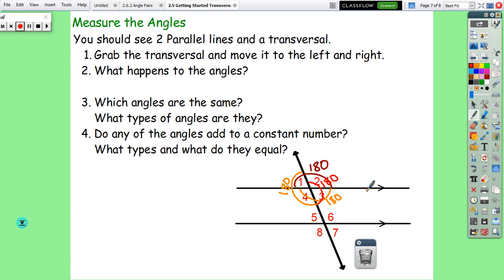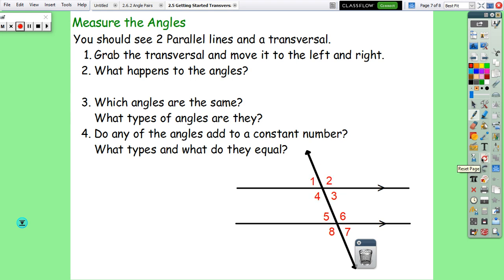So just for the sake of going through this quickly, okay, I'm just going to put some measurements up here. Okay, so I'm going to say that this is, we'll say 70 degrees. This is 110 degrees, 110 degrees. 110, whoops, I'm sorry, that's not 110, that's 70. Again, 70 degrees, 110 degrees, 110 degrees, and 70 degrees.